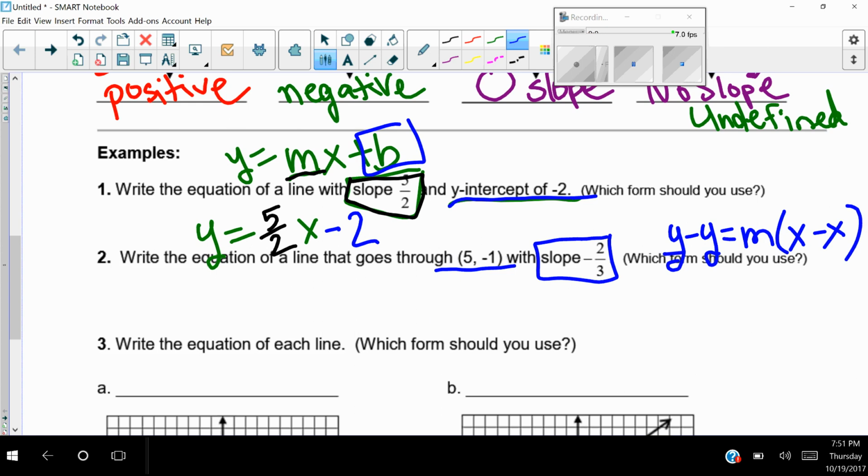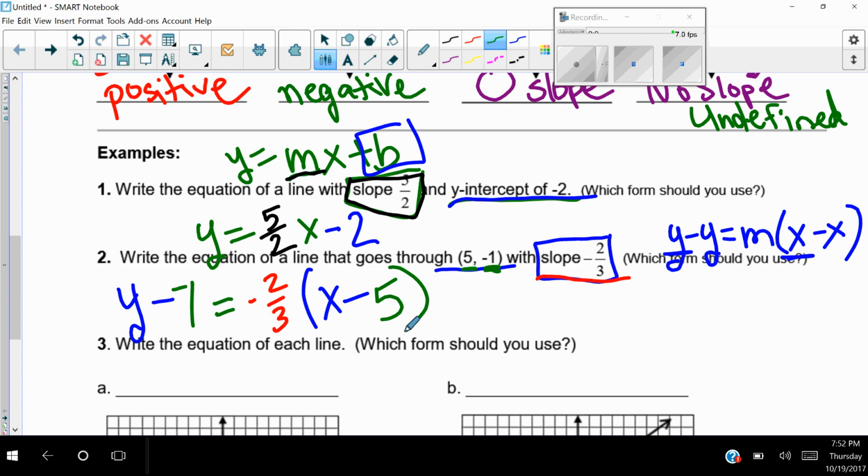Now, my first y and my first x, I'm going to leave them alone. So I'm going to say y minus my y value for my point, which is -1, is equal to my slope, which is -2/3. And then remember we have a parentheses. Our x stays minus, and then my x value, I'm going to go back to my point. My x value is 5. And we're just going to simplify it.